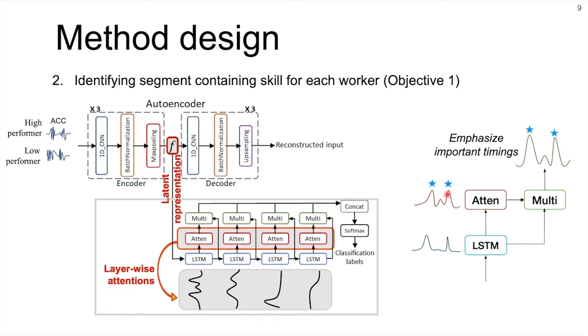Our attention is a time series that is calculated from every LSTM layer. By multiplying it with LSTM features, important timings can be emphasized. On the other hand, we can output the attention values to visualize the importance of input segments. Based on this idea, we select the input segments with high attention values as the candidate segments that potentially contain skill.